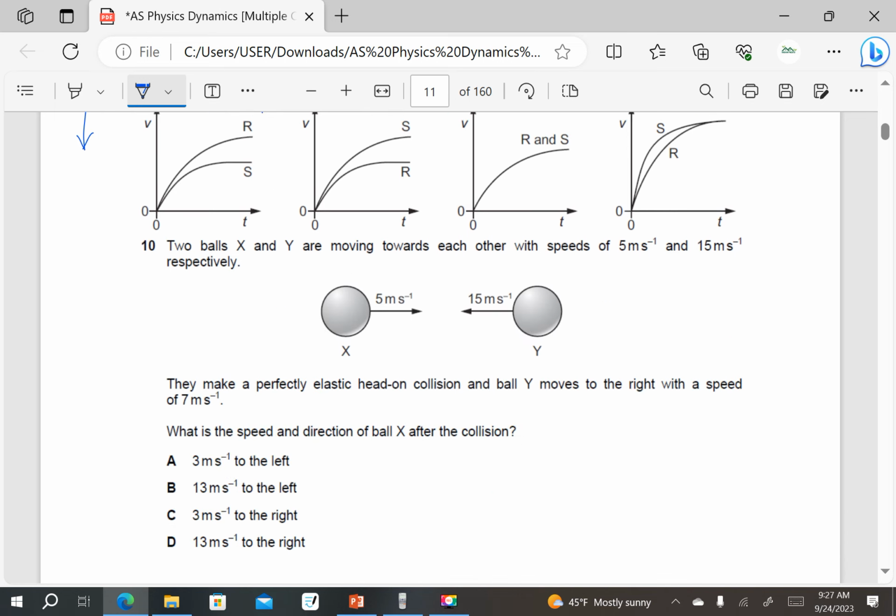Two balls X and Y are moving towards each other with a speed of 5 meters per second and 15 meters per second respectively. They make a perfectly elastic head-on collision. That is very simple. It means relative speed of approach should be equal to the relative speed of separation. Let's say to the right hand side is positive, to the left hand side is negative.